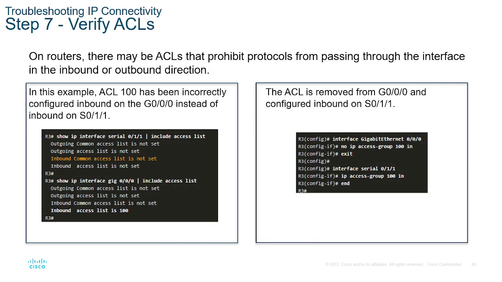Now verify ACL. On a router, there may be an ACL prohibiting a protocol from passing through the interface in the inbound or outbound direction. Sometimes this ACL would create a problem, so we need to check it. In this example, ACL 100 has been incorrectly configured. That's why we will have a problem. The ACL is removed from G0/0 and configured inbound on S, this one. Now the problem is solved.